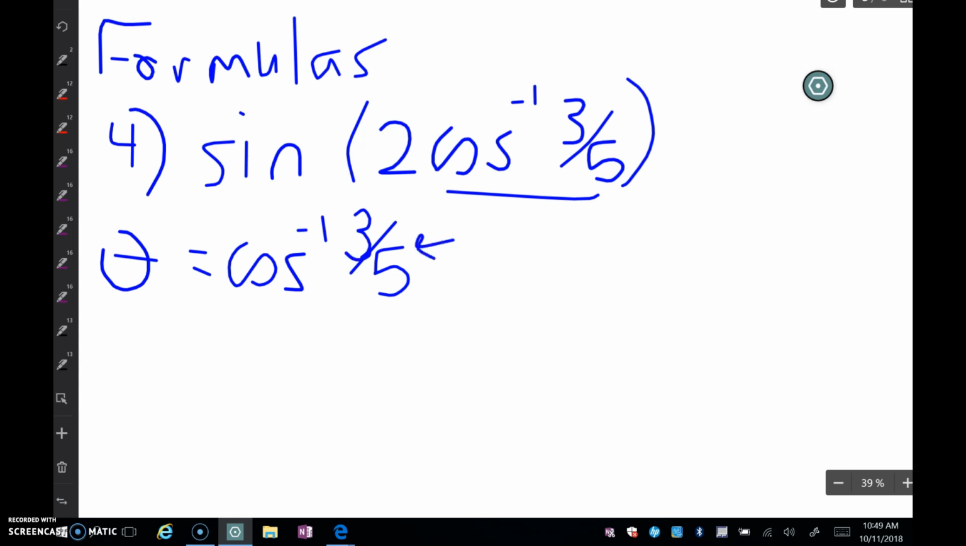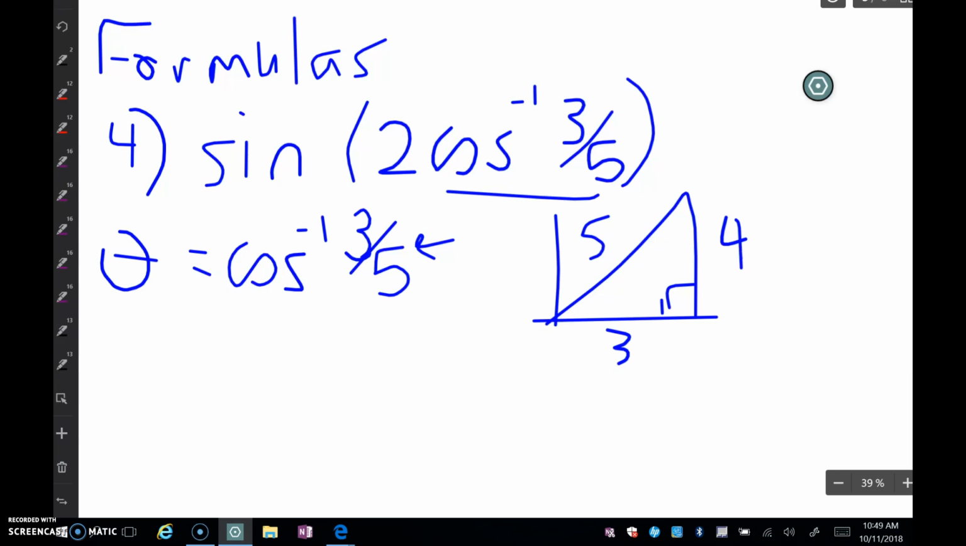So what I'm going to do with that is set up a right triangle. It's going to be in the first quadrant because this is a positive 3/5. And we know cosine is adjacent or x over hypotenuse. So my numbers go there. And if I do the Pythagorean theorem, I find that this number is a 4. And my theta is this angle that I'm looking at right here.